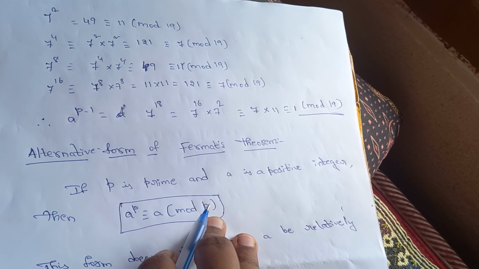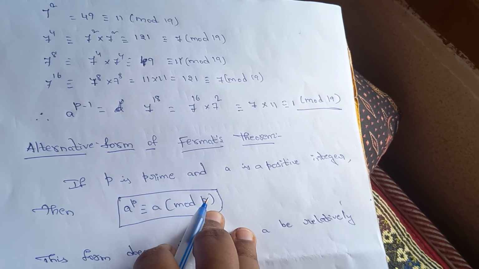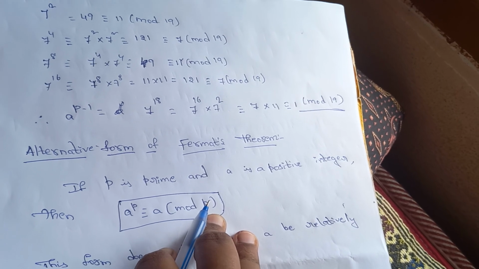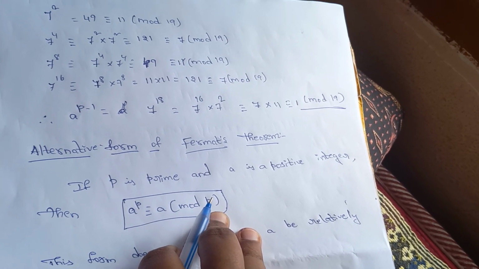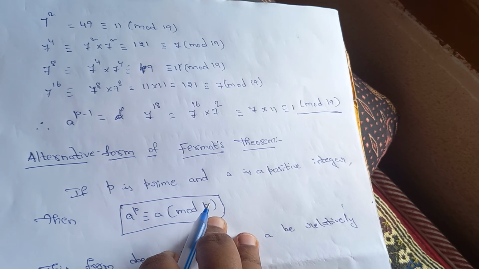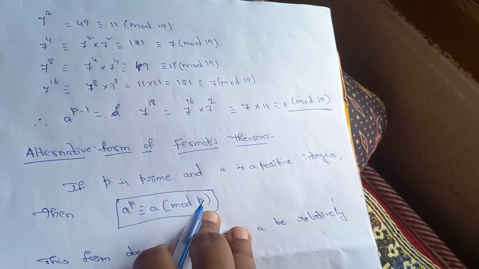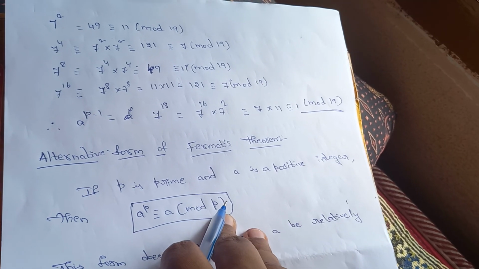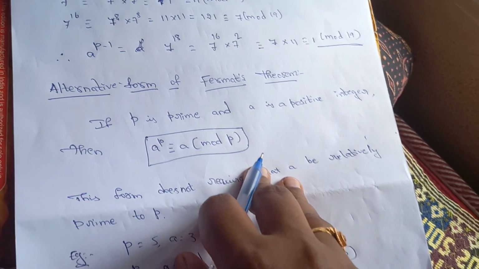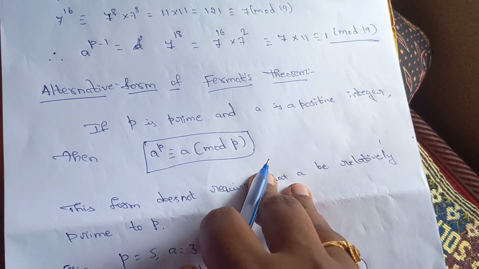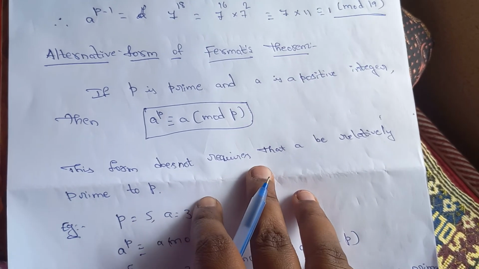How are we getting 1 mod 19? 7 into 11 is 77. We need to perform 77 mod 19, and the remainder is 1. So 1 mod 19.